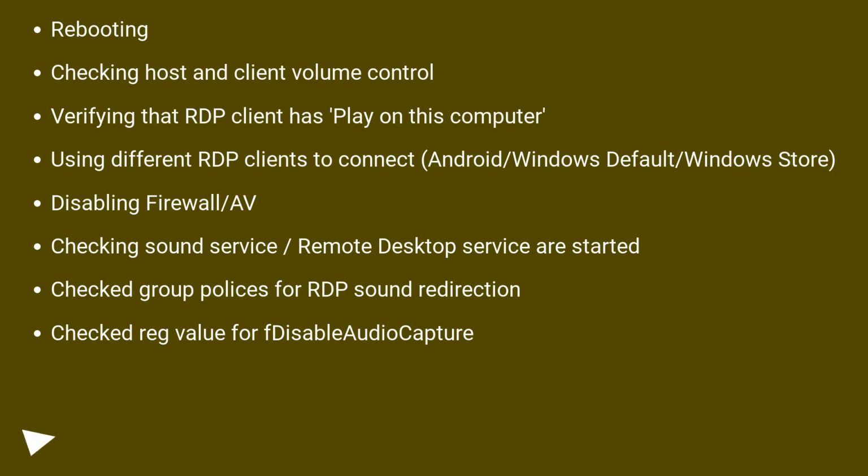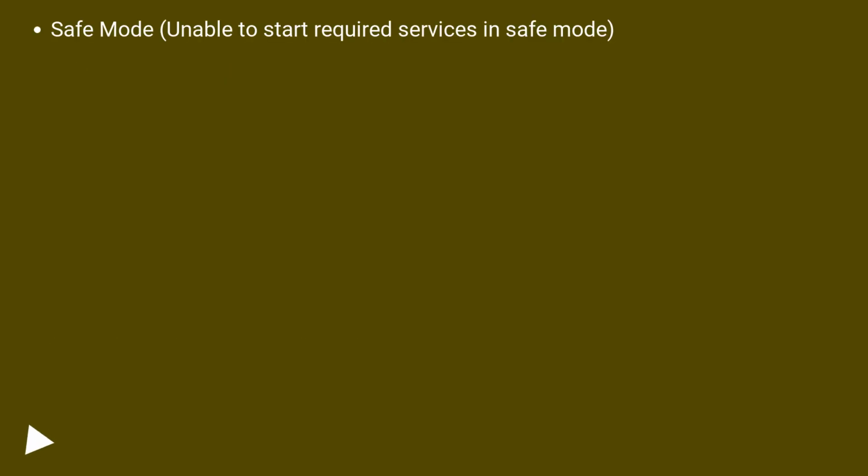Rebooting. Checking host and client volume control. Verifying that RDP client has play on this computer. Using different RDP clients to connect: Android, Windows default, Windows Store. Disabling firewall/AV. Checking sound service. Remote desktop services are started. Checked group policies for RDP sound redirection. Checked reg value for disable audio capture. Safe mode. Unable to start required services in safe mode.